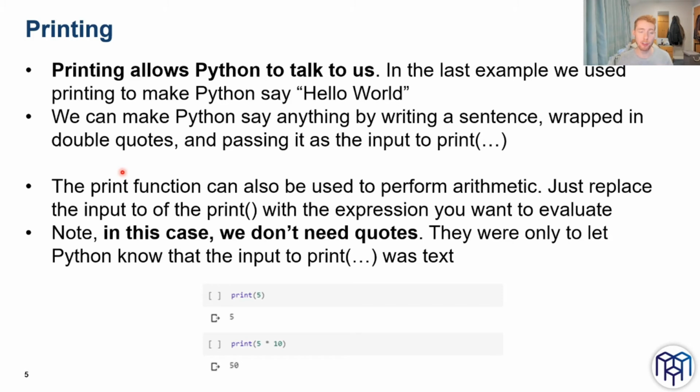And so we can also use this print function, this print command, to perform arithmetic, so to do maths. And all we have to do there is to replace that input, that text inside of quotes, with a number or some mathematical expression we want Python to evaluate. So we could put in a single number or maybe some maths formula that we want it to calculate. And the important thing here is that we don't need quotes. Quotes we use because we were putting in text data. We're now putting in numeric data, and so we don't need to tell Python, hey, this is text, by using quotes.